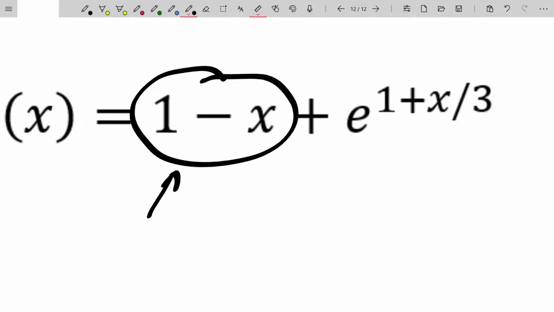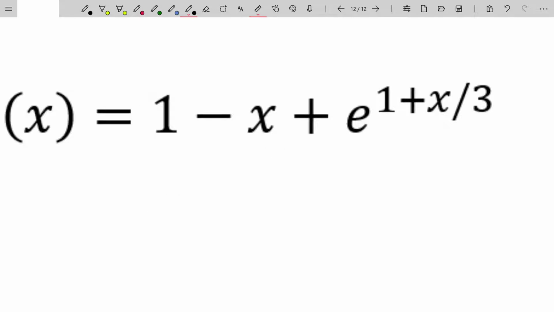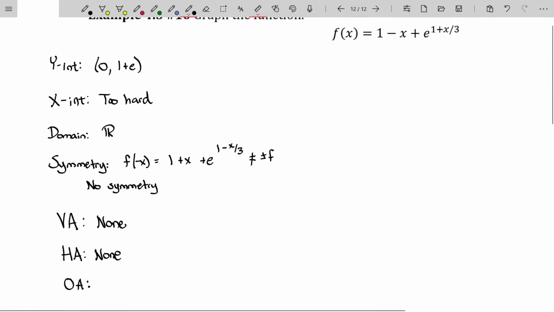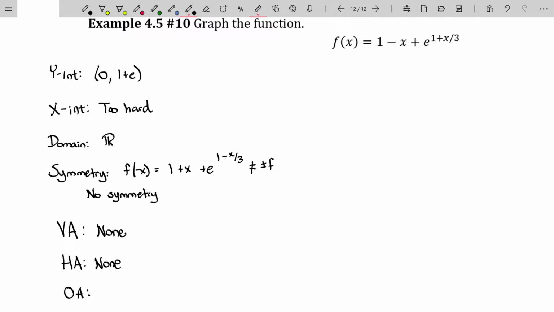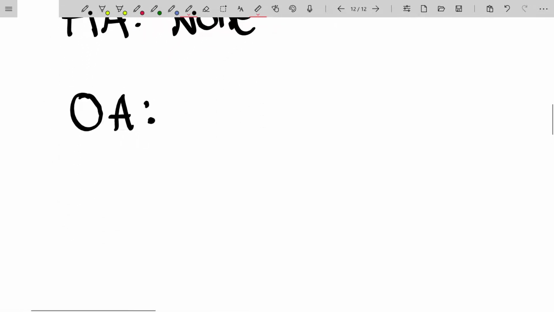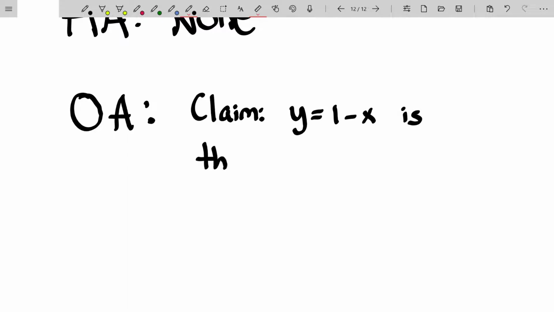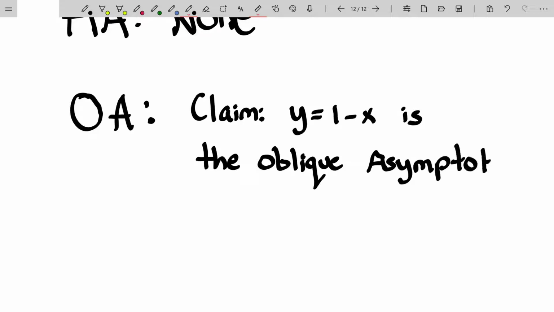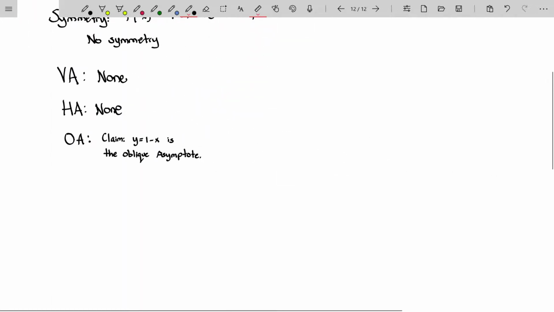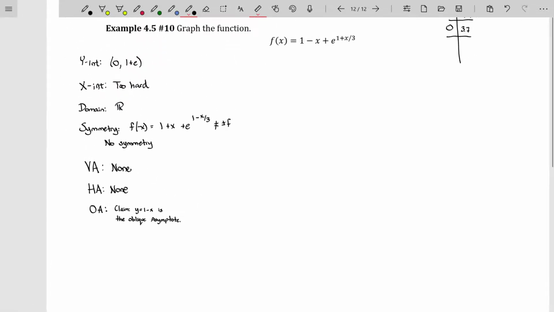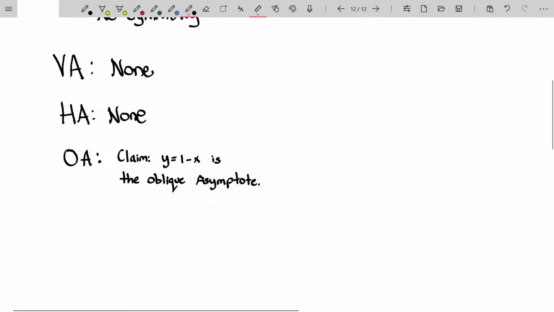So we are going to claim that our slant or oblique asymptote, I don't care actually which you say, I tend to call it oblique, but our claim is that y equals 1 minus x is the oblique asymptote. I'll spell it out. You can get in trouble if you try to shorten that. So claim y equals 1 minus x is the oblique asymptote. Here's the proof.